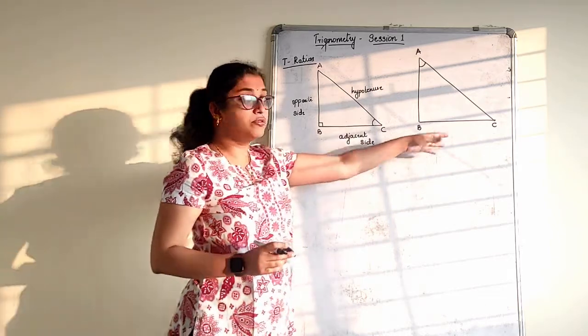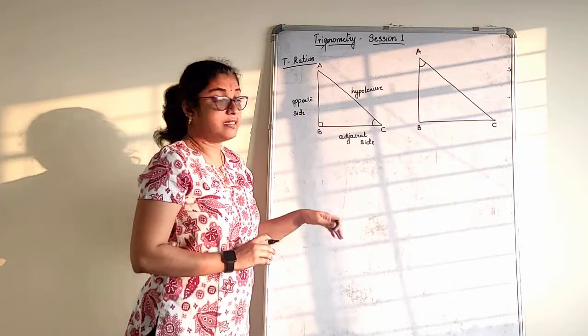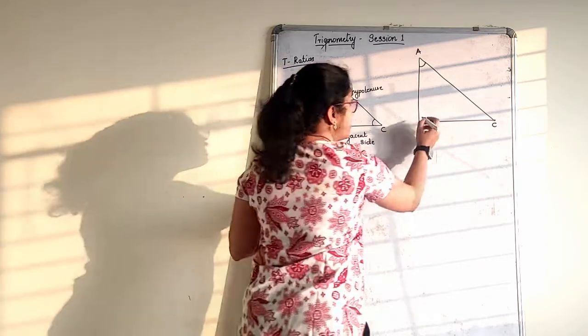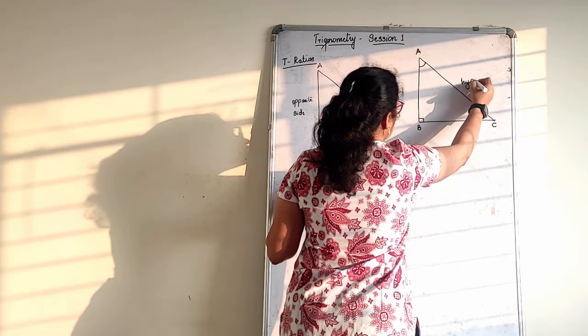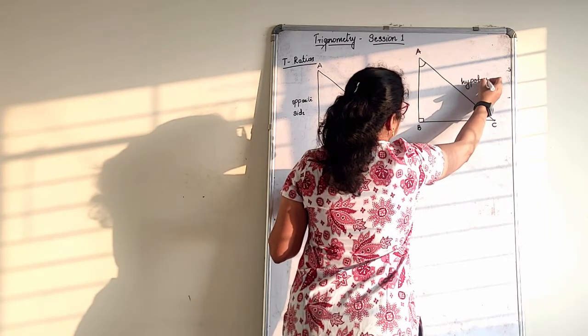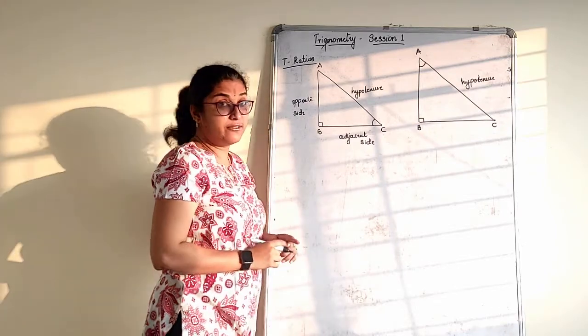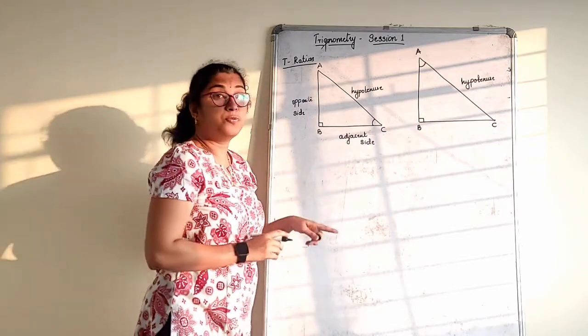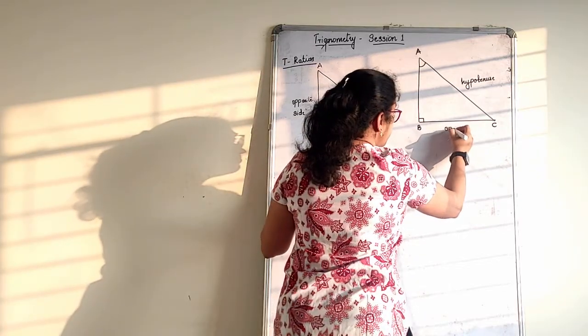Right? Let me come to this triangle. Will my opposite and adjacent change here? Let us see. But hypotenuse remains the same because this is 90 degree. This is hypotenuse. That will not change. But what about the opposite and adjacent? It will change. Yes. The side opposite to angle A is called as opposite side.